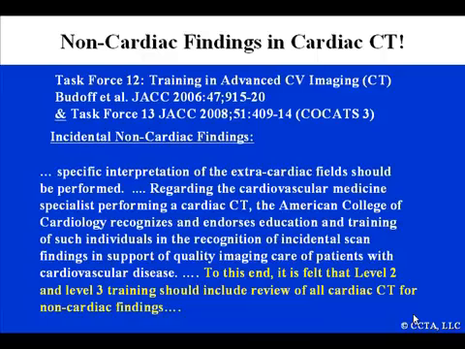This has been realized by the American College of Cardiology for some time, and in the original Task Force 12 in 2006 and the subsequent Task Force 13 published in 2008, it was stated, to this end, it is felt that Level 2 and Level 3 training should include review of all cardiac CT for non-cardiac findings.